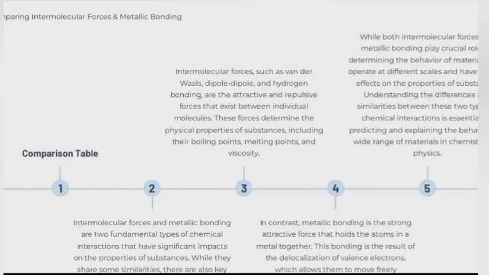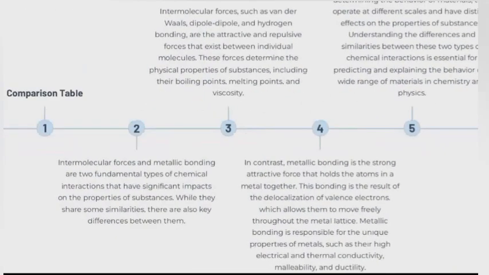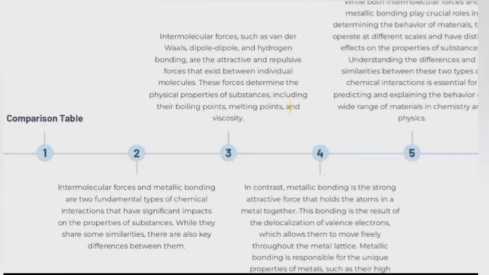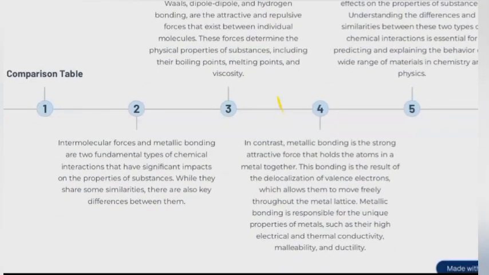While metallic bond, that's number 4, is a strong attractive force that holds atoms in metals together. So for intermolecular forces of attraction, they are attractive and repulsive forces, while for metallic bonds, in summary, they are just attractive forces. This kind of bonding is responsible for the malleability, ductility, and conductivity.